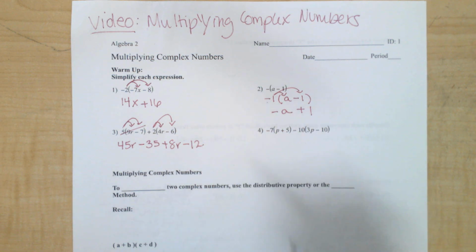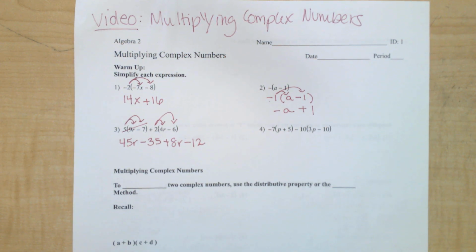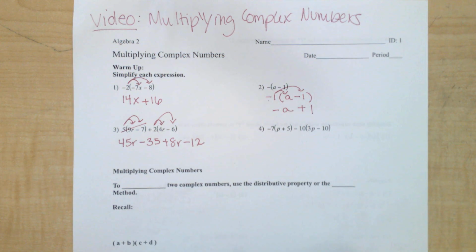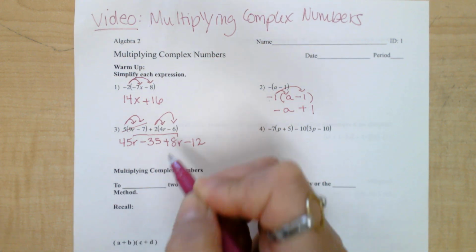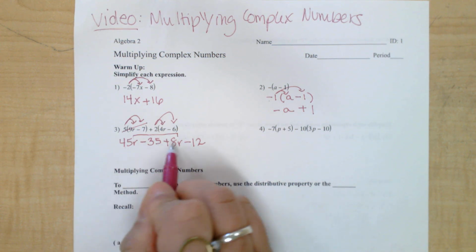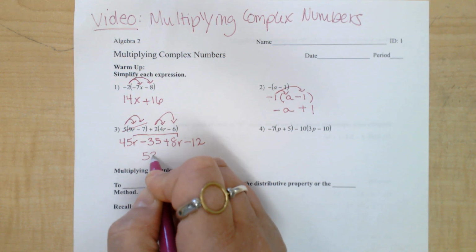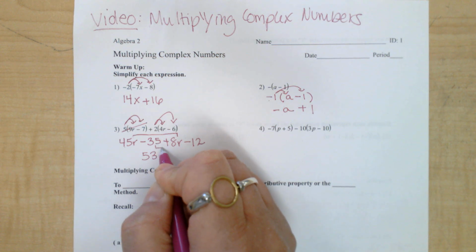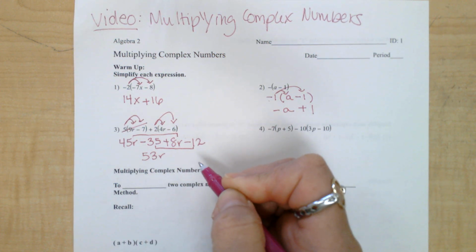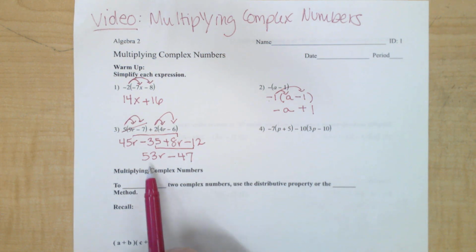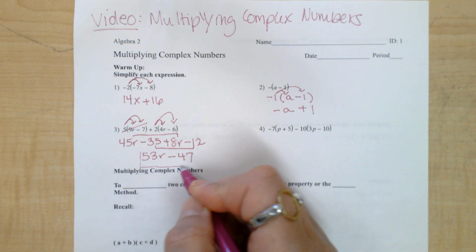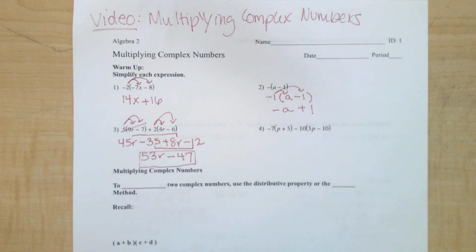negative 12. And now we see here we need to combine like terms. The first two terms I'm going to combine are 45r and 8r, and 45r plus 8r gives me 53r. Then I'm going to combine negative 35 minus 12, and that gives me a negative 47. These are not alike, so this is my answer right here.